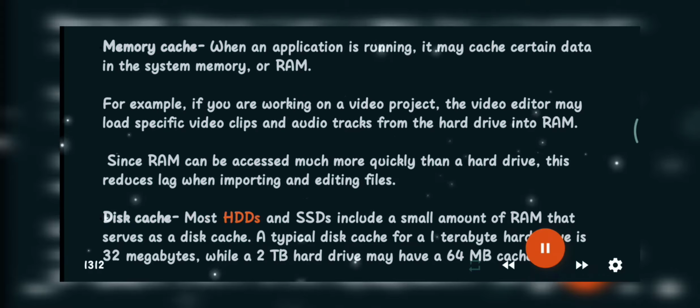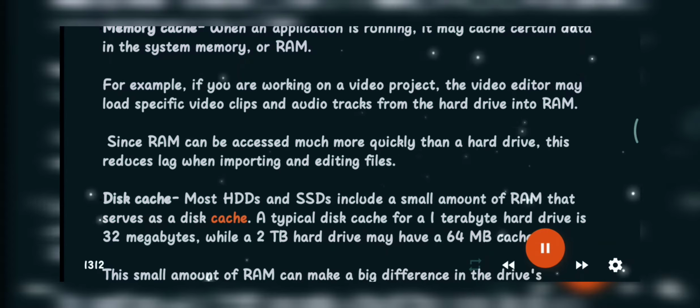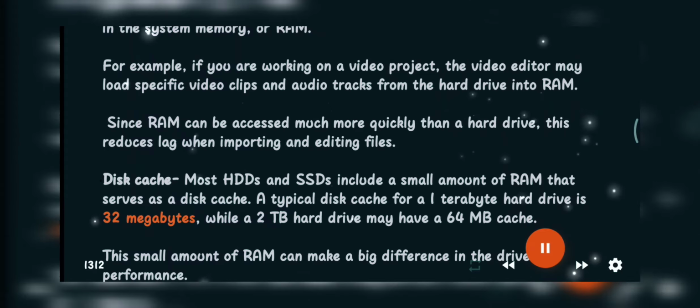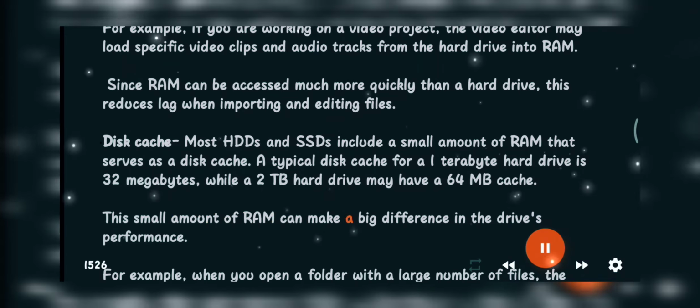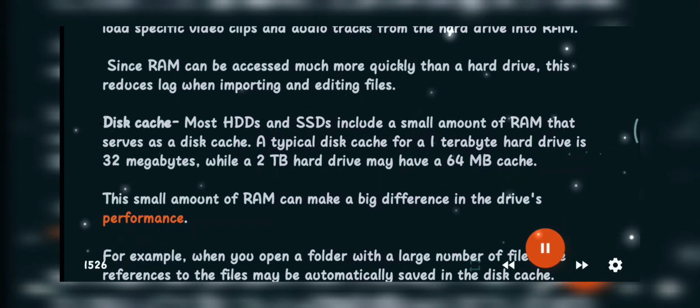Disk cache. Most HDDs and SSDs include a small amount of RAM that serves as a disk cache. A typical disk cache for a 1 TB hard drive is 32 MB, while a 2 TB hard drive may have a 64 MB cache. The small amount of RAM can make a big difference in the drive's performance.